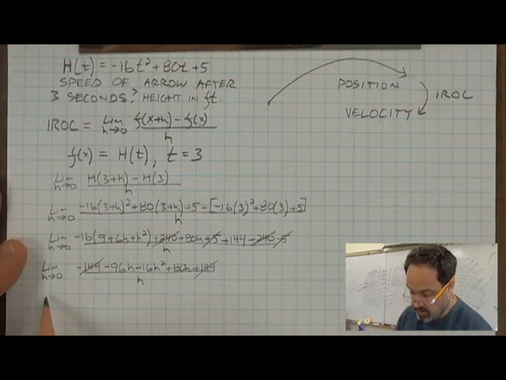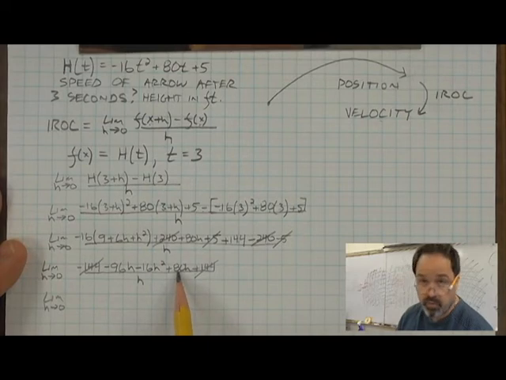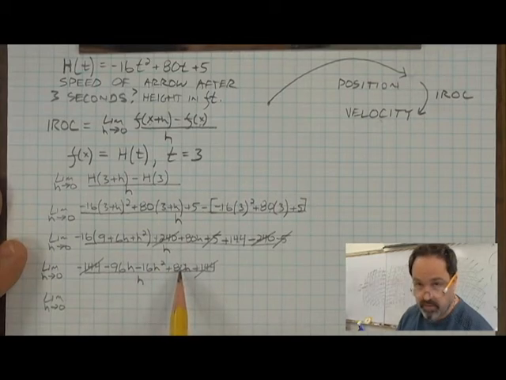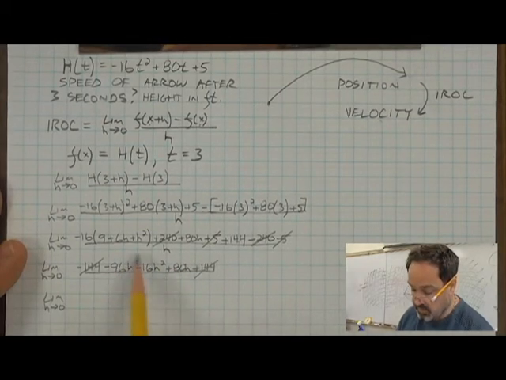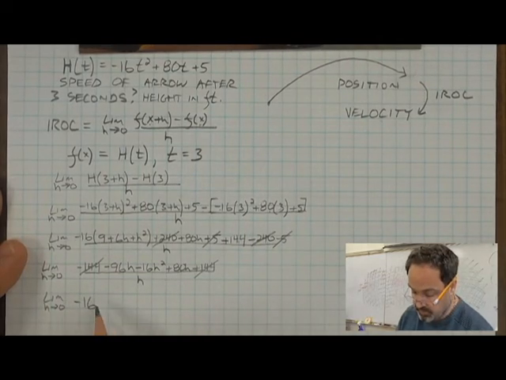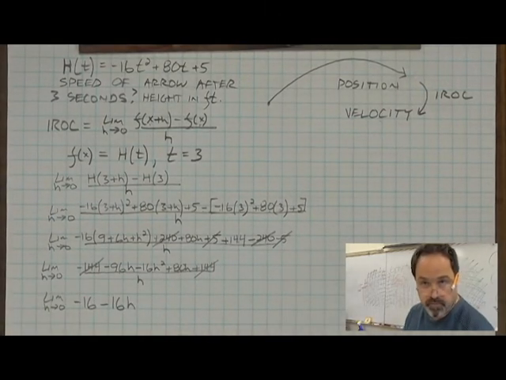In my next step, I'm going to do two things at once. I have this negative 96h, which combines with the 80h, which will make a negative 16h when I combine these terms. And then that negative 16h, I'm going to immediately divide by h here to get negative 16. So I combined these two terms and then divided by h. This negative 16h squared doesn't combine with anything, but it's also being divided by h. So we have a negative 16h remaining after we do the division.